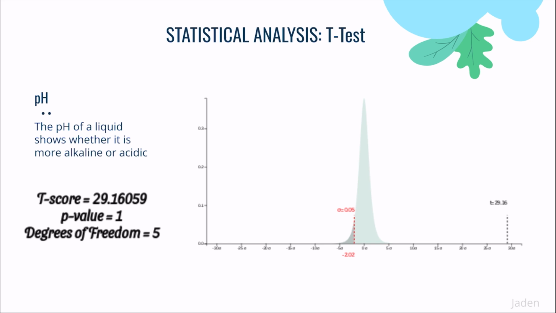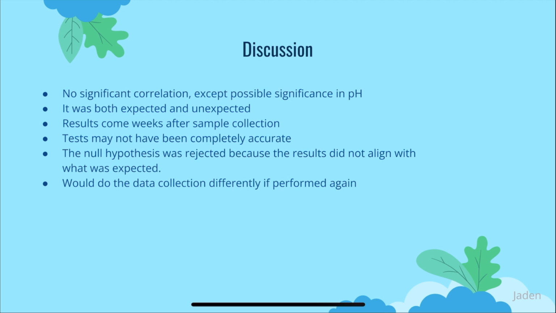which if the t-score is higher than the p-value, there's an assumption that the test is very compatible with the data. So there is something significant with that, which is really promising, but because our data was collected at such a late time, I'm not sure if we can actually determine that this is statistically relevant. So there's no significant correlation except possible significance in pH.